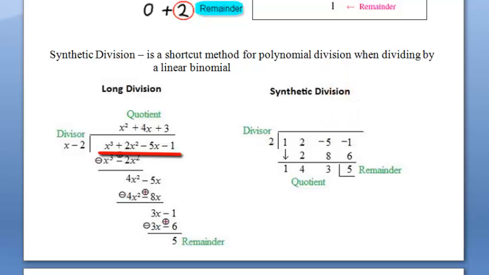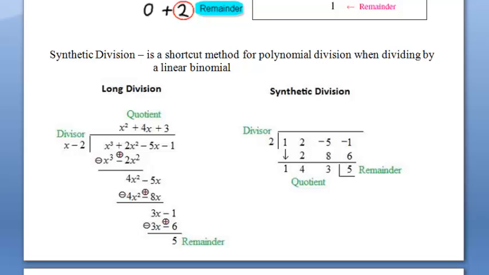One important thing to point out is if there were any variables that were skipped, I would have had to put a coefficient of 0. For example, if there was no x squared term, I would still have to put the coefficient of 0. That's a little bit tricky, but in the example video that I do next, I'll have some examples like that.